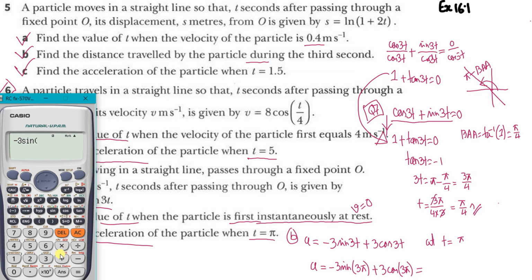So let me write the expression, which is minus 3 sine 3 pi, where pi is shift and the 10x key, which is the pi. Now it is written here plus 3 cos 3 pi again. So let me write 3, then shift pi, close the bracket, then press equals, and we get minus 3.